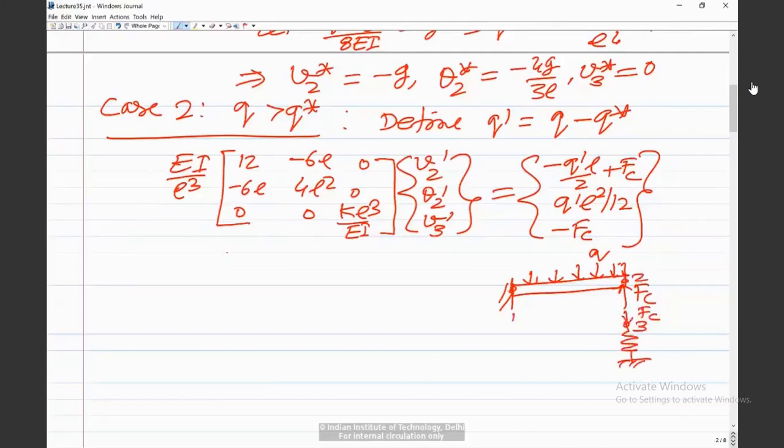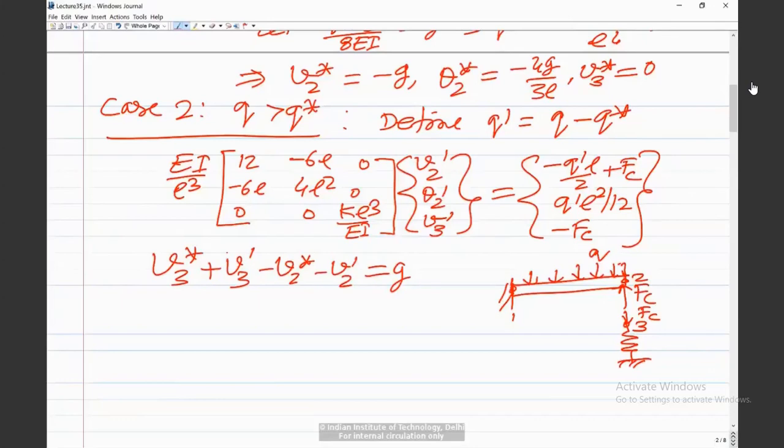Now if you look at the unknowns, they are V2 dash, theta 2 dash, V3 dash and FC. So there are 4 unknowns and only 3 equations, so we need one additional equation. That comes from the gap condition: V3 star, that is total displacement at node 3, plus V3 dash, minus V2 star, minus V2 dash, that is total displacement at node 2, must be equal to g. So this is an additional equation, the 4th equation.